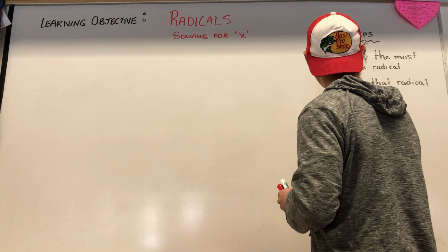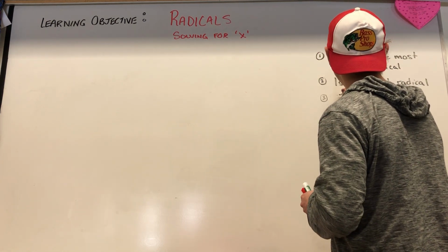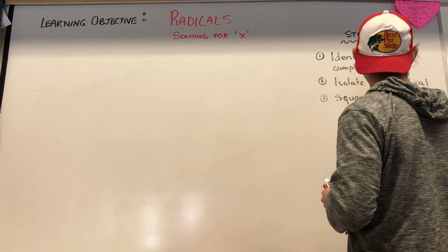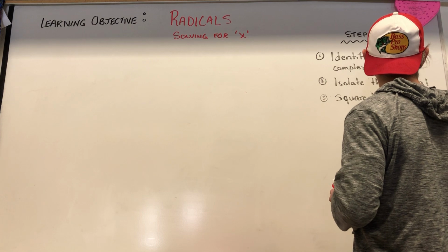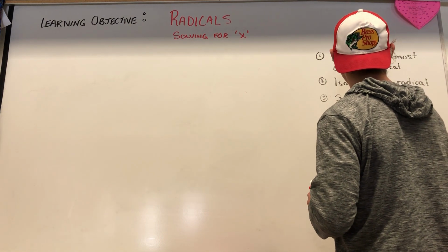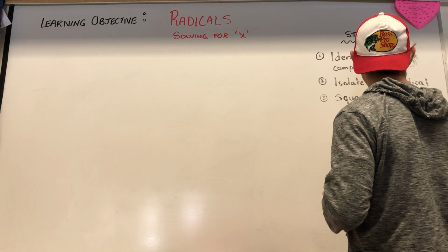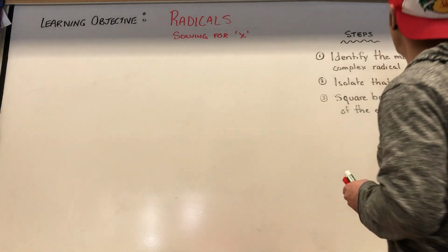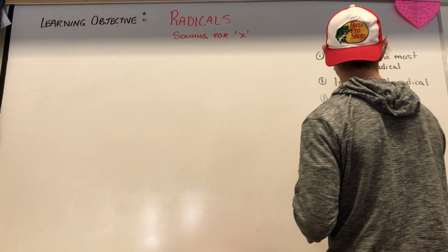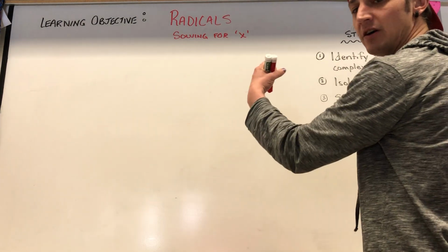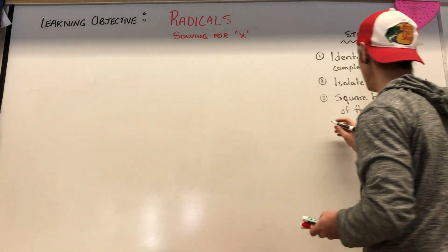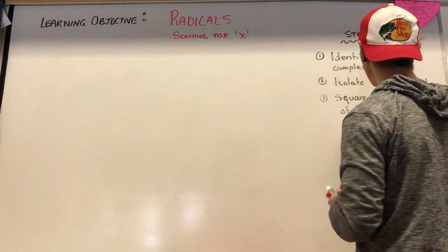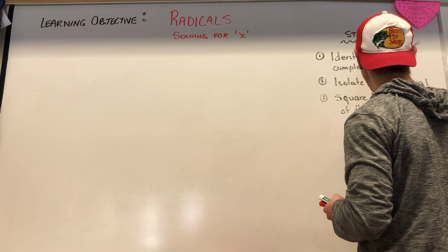Step 3: square both sides of the equal sign. And this means square the entirety of both sides, and we'll talk about that in a bit. Then step 4: expand and simplify.